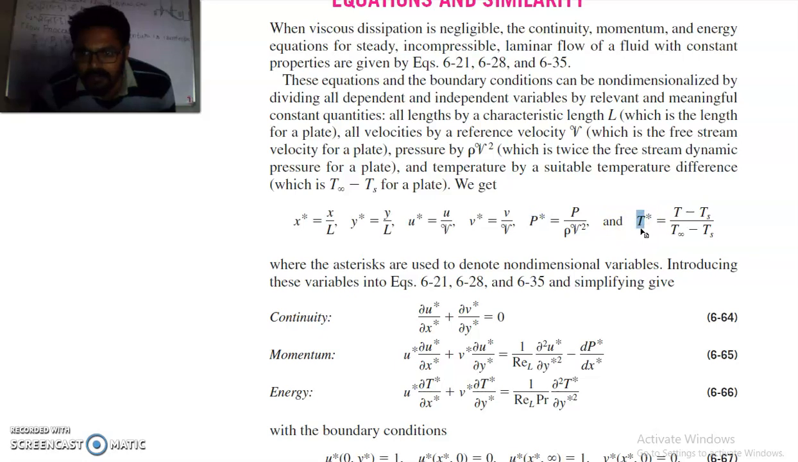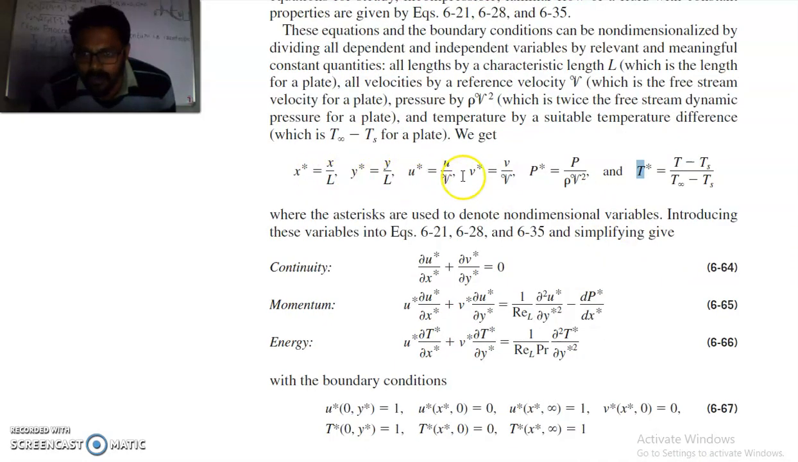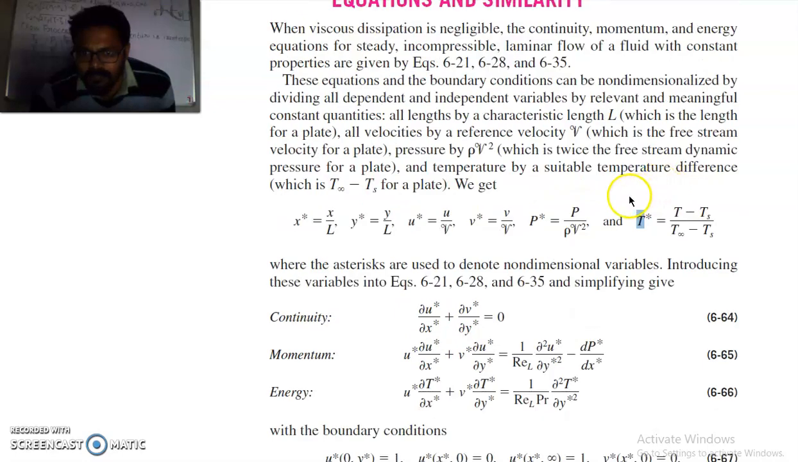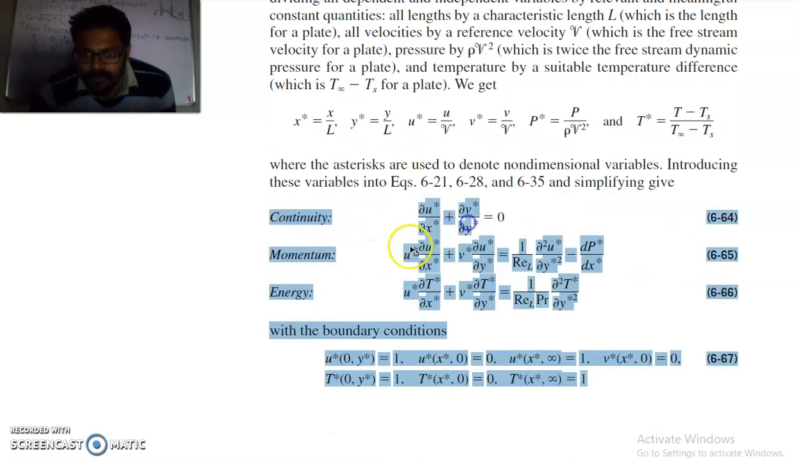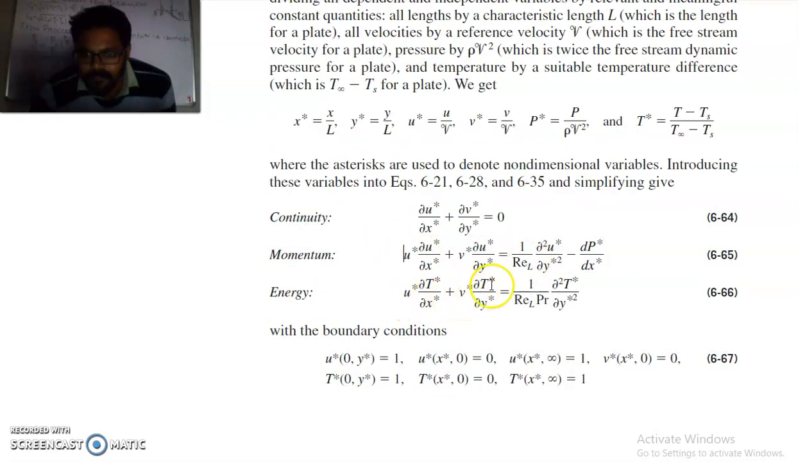These are non-dimensional. Now when you replace all these parameters into the above equations, you will get this equation. Now these are in non-dimensional form, where this star symbol represents non-dimensional variables, and the boundary conditions are also non-dimensionalized here.